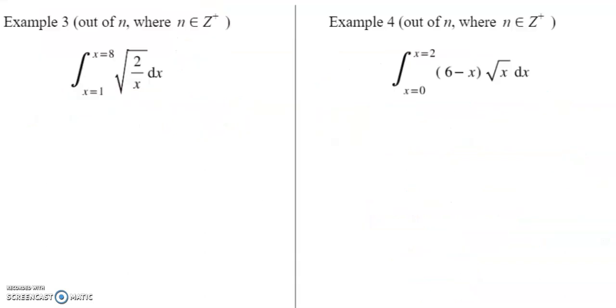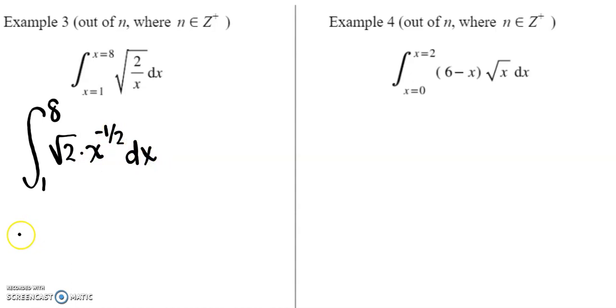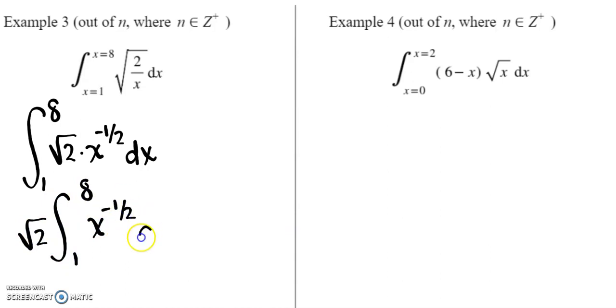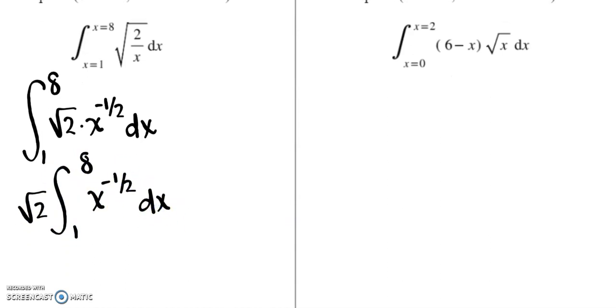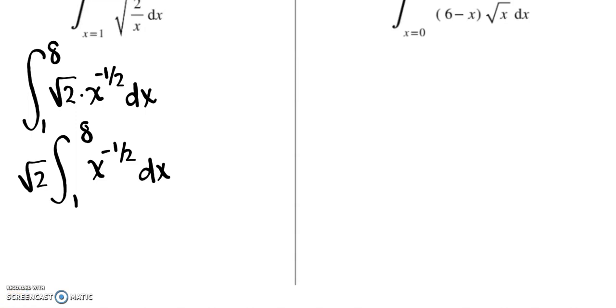Next one, example 3. I would strongly suggest that you write this one as the integral from 1 to 8 of the square root of 2 times x to the -1/2 dx. You can take the square root of 2 out in front and completely ignore it. Go ahead and try this one. See what you get. Pause your video.